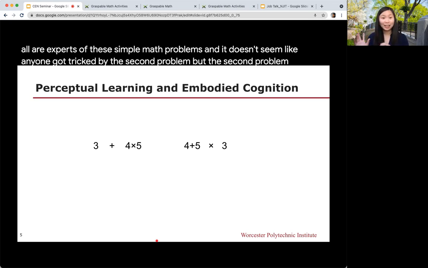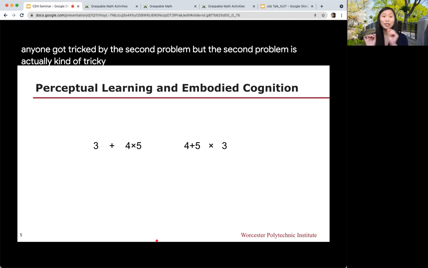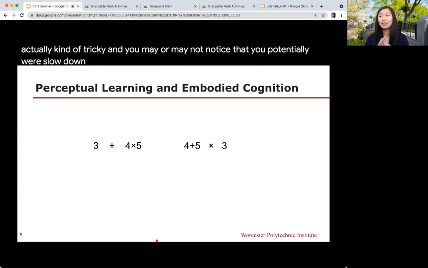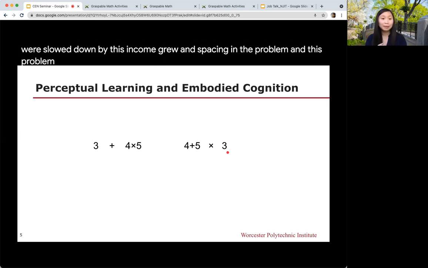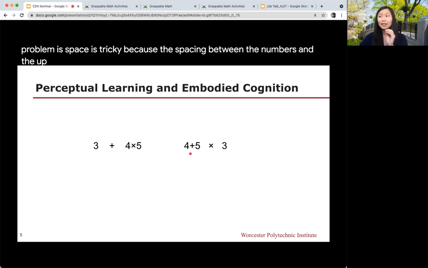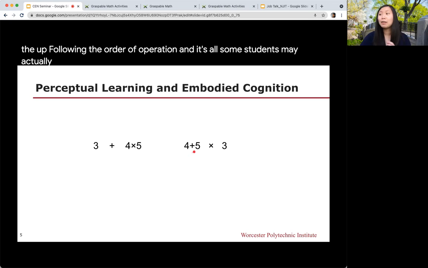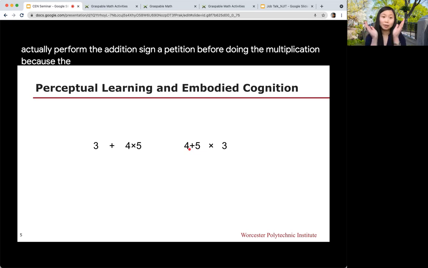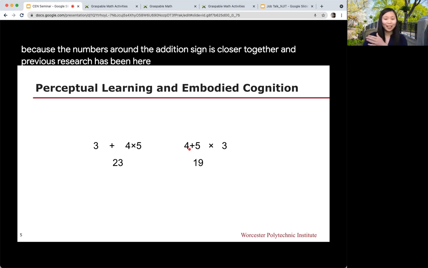But the second problem is actually kind of tricky, and you may or may not notice that you were potentially slowed down by the incongruent spacing in the problem. This problem is tricky because the spacing between the numbers and the operators does not follow the order of operations. Some students may perform the addition before the multiplication because the numbers around the addition sign are closer together. And here are the correct answers.